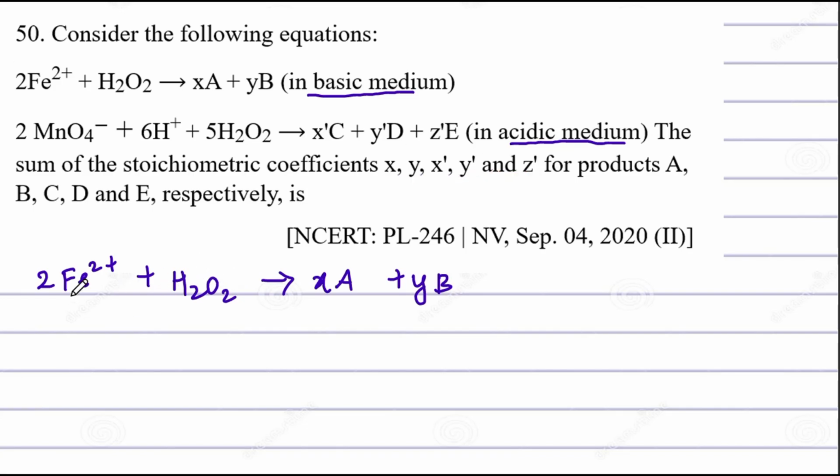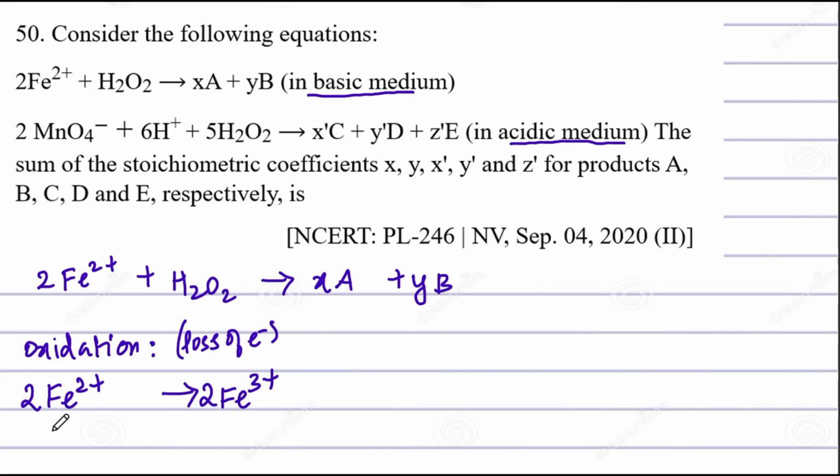So first let us see the first equation. Fe2 plus is given. We know that Fe2 plus will be oxidized to Fe3 plus. So let us see the oxidation half reaction. Fe2 plus will be converted to Fe3 plus, and already 2 Fe2 plus is given, so in the product also 2 Fe3 plus will be there. Then we know oxidation is loss of electrons. How many electrons are lost? The oxidation state changes from +2 to +3, so the difference is 1 electron. And how many atoms are there? 2 atoms are there. So 1 into 2, 2 electrons are lost. So this is the oxidation half reaction.